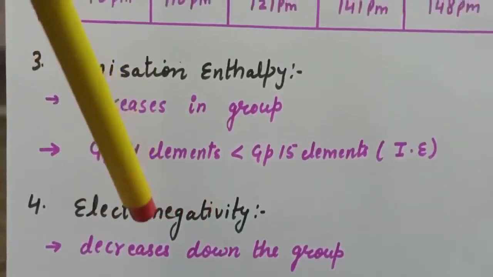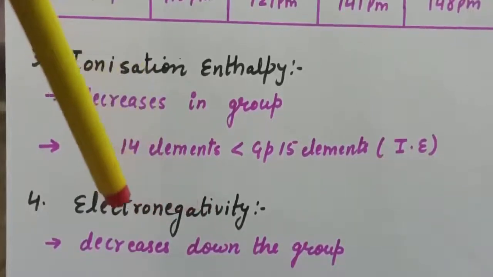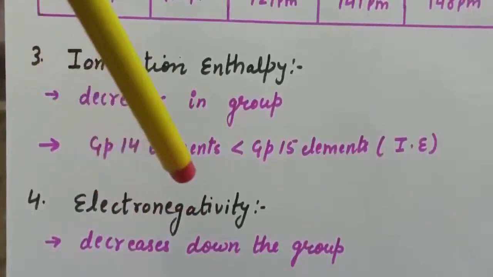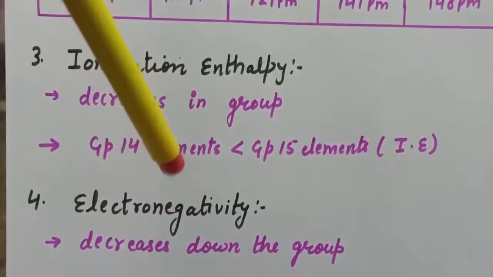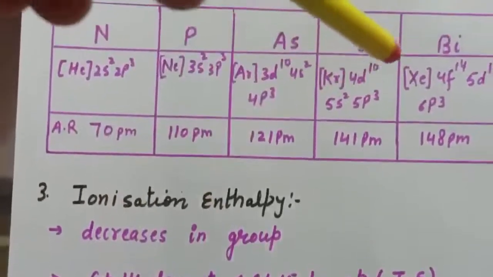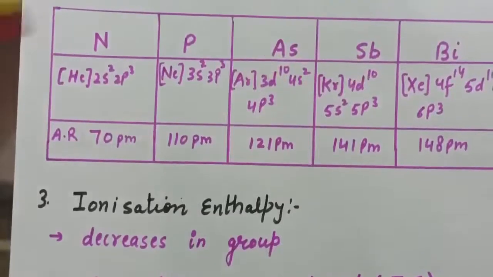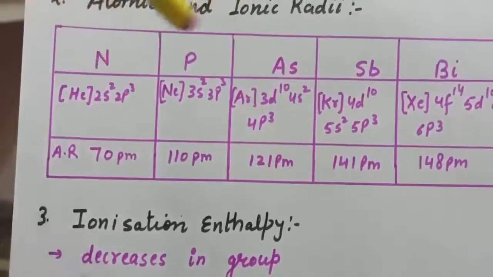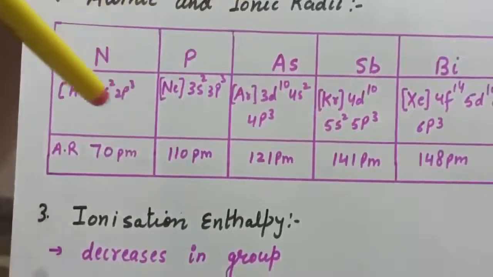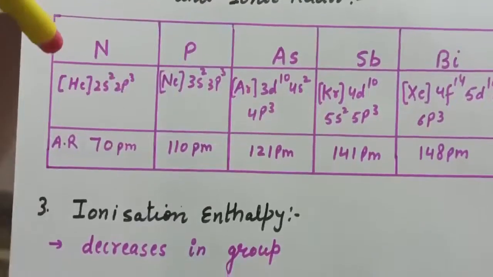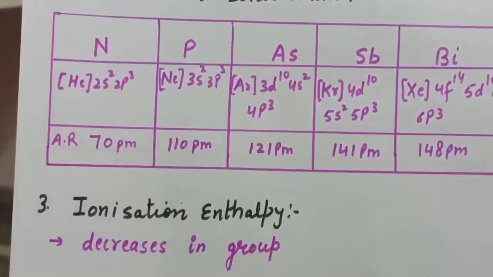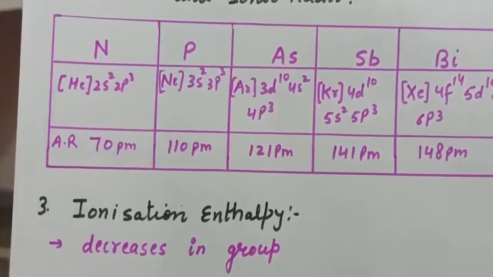But when we move down group 15 elements, the electronegativity decreases, and in the lower elements the decrease is not significant. So if we compare the electronegativity in group 15, nitrogen is the most electronegative element. Now next we will discuss the physical properties of group 15 elements.